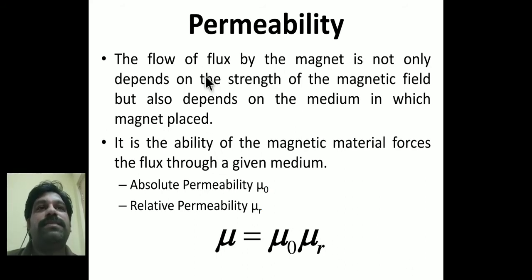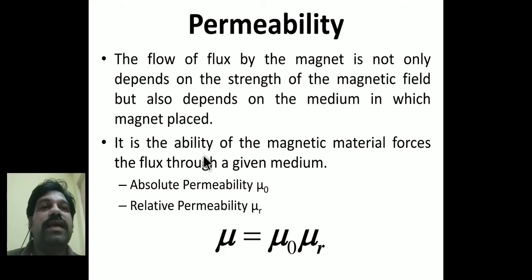Next, permeability. The flow of flux by the magnet depends not only on the strength of the magnetic field, but also on the medium in which the magnet is placed. Generally, the magnet is subjected to some medium, generally air. But if any other material is placed instead of air, then the magnetic field intensity can vary. That variability can be defined with an index called permeability.